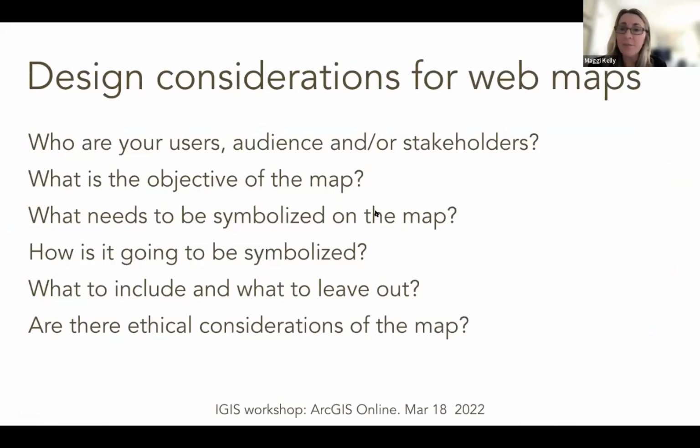So quickly, I'll just cover a few design considerations for web mapping. You want to be thinking about who your users are, who your audience is, who your stakeholders are, what the objective of this map is, what needs to be symbolized, keeping it simple and clean, how it is going to be symbolized, what to include and what to leave out. This is really important because we can build some phenomenally cluttered web maps that don't pack the same punch as a really honed message. And then, are there ethical considerations to the map? Do you have the right to share this data? You have to think about all of these things.